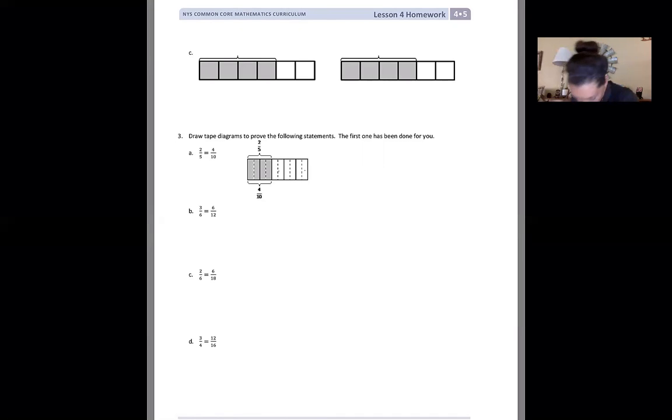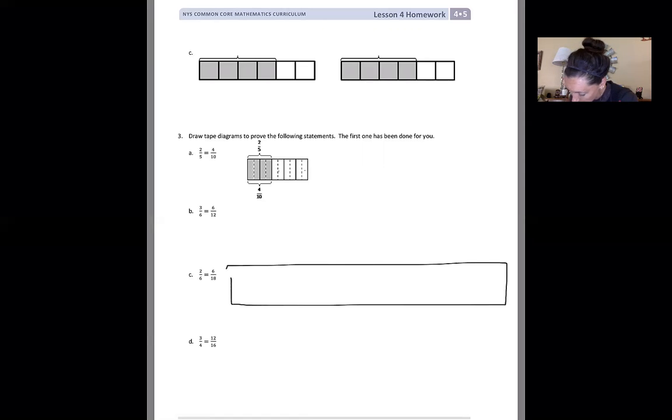Well, let's take a look at part C. Let's go way down here to part C. I know that they've got a really big space here. I'm going to use it up, and I'm going to try to make it big for you so you can see. All right, 2/6. We're going to start with 6ths because that is my denominator. 1, 2, 3, 4, 5, 6. They have 2 out of the 6 shaded. This is fun when you can figure out all the color doodads.